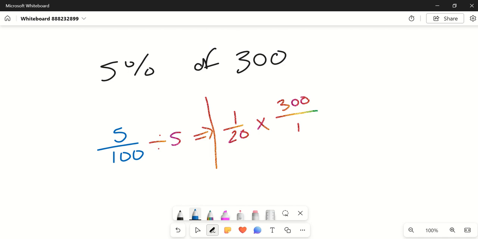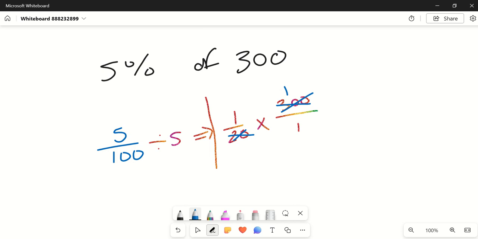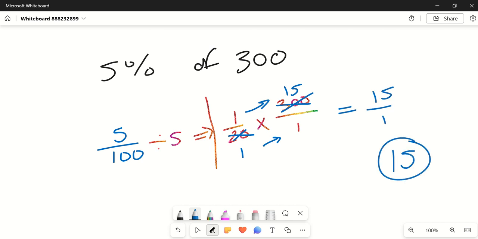Cross simplification here, 20 and 300. I believe I can divide 300 by 20, so I'm going to guess and check. 300 divided by 20. Yep, that will become 15. This will become 1 since I divided both by 20. Multiply straight across, and this will give me 15 over 1, or just 15. Therefore, 5% of 300 is 15.